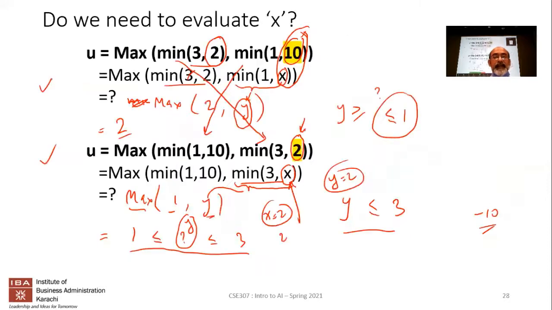In this case, it may or may not have been obvious. Okay, here in this particular case, can you sort of give an intuitive answer as to why we didn't have to evaluate x?